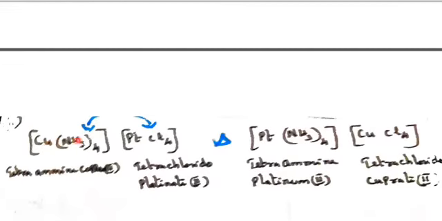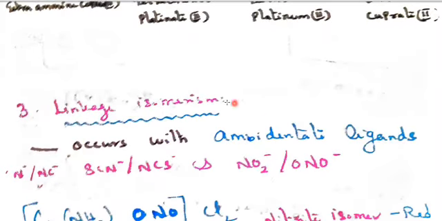Next example, [Cu(NH3)4] and [PtCl4]. Halogen, no need to put in a closed bracket. First you will write tetraamminecopper(II) and tetrachloridoplatinate(II). Here they are interchanged: platinum takes the NH3 four times and copper takes the Cl4. So tetraammineplatinum(II) and tetrachloridocuprate(II), because it is an anionic complex ending with -ate, so cuprate.